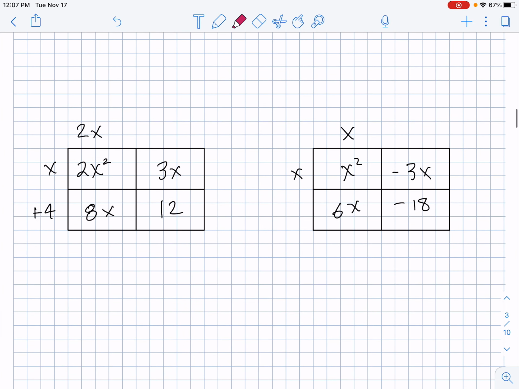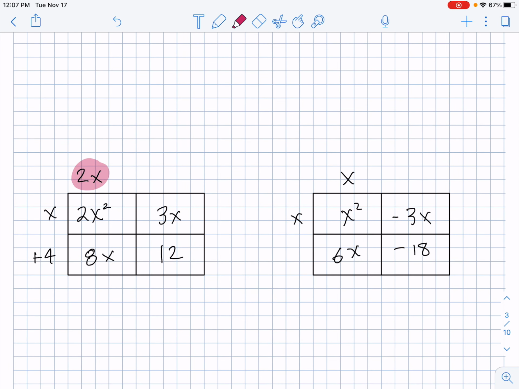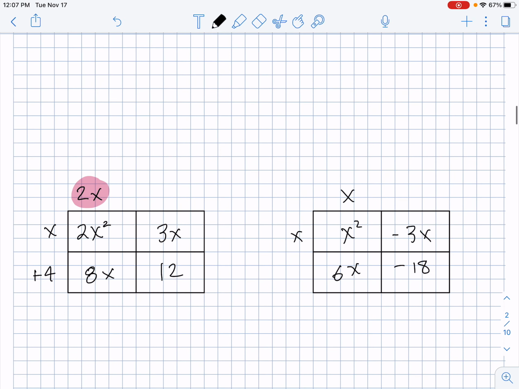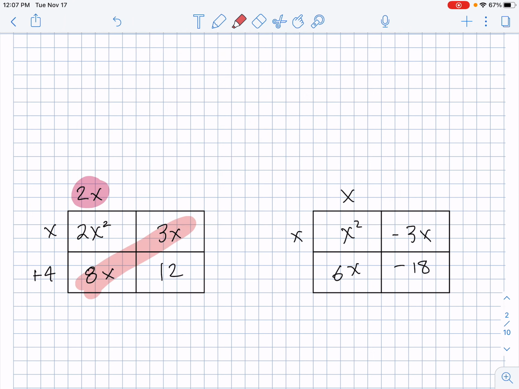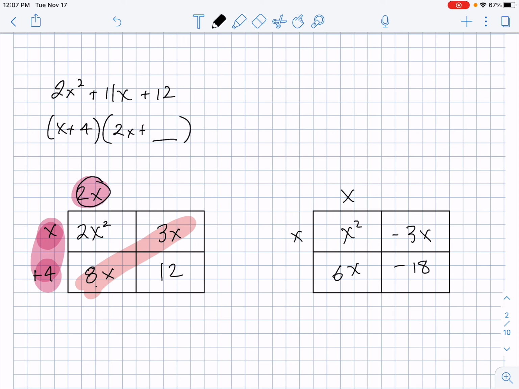Let's try 2 more. All right, now this time, ooh, we've got a 2x. Interesting. How will that change my problem? Well, if we were to just write out our regular old trinomial, we're going to say this is 2x squared plus 11x, 8x plus 3x plus 12. We know that one of the factors is x plus 4, so we're going to say, okay, times x plus 4. We know this guy's got to be 2x, and the question is, what goes in the blank? What should we put there?